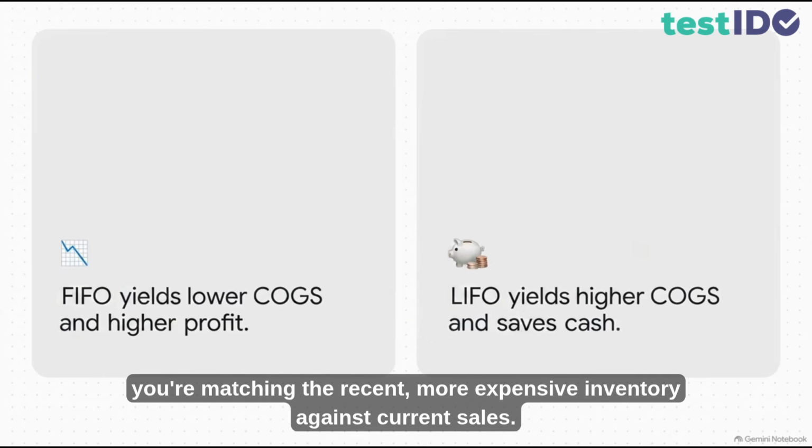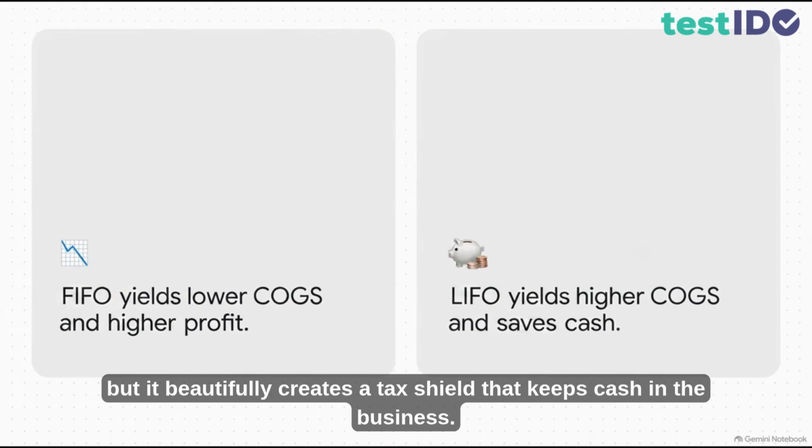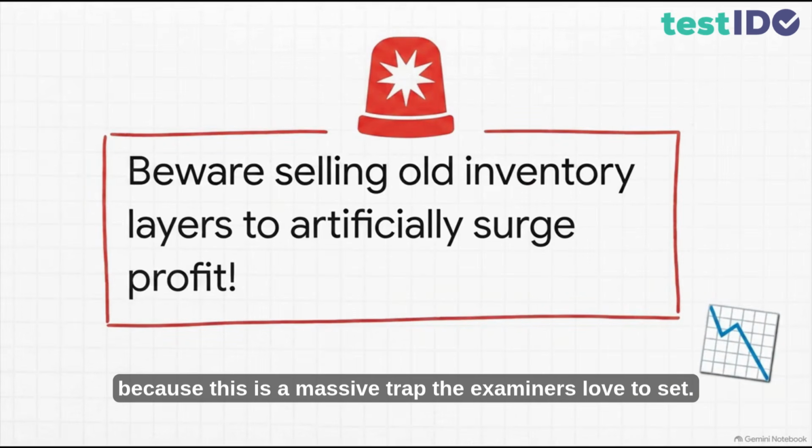But with LIFO, you're matching the recent, more expensive inventory against current sales. This means a higher cost of sales and lower profit, but it beautifully creates a tax shield that keeps cash in the business. But listen closely because this is a massive trap the examiners love to set.